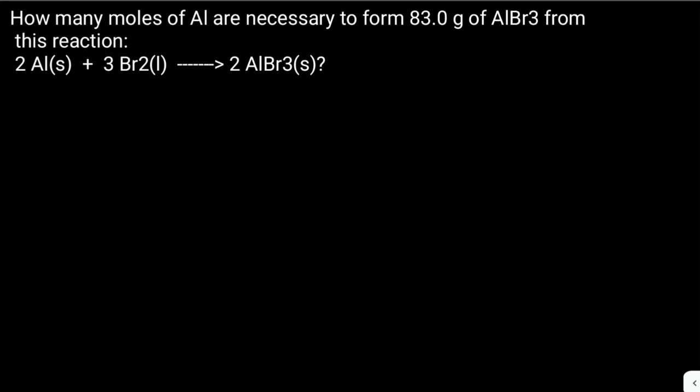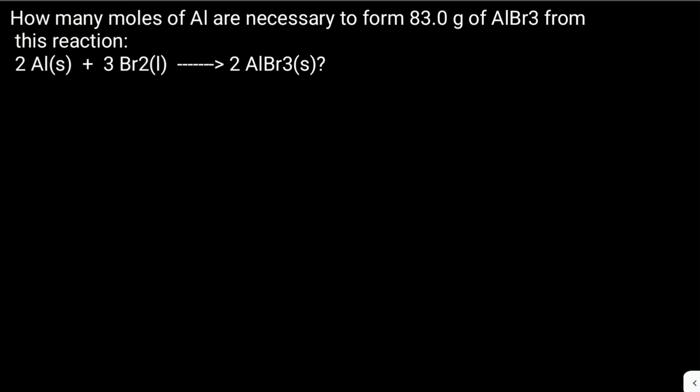All right, let's solve this problem here. How many moles of aluminum, or Al, are necessary to form 83.0 grams of AlBr3, or aluminum bromide, from this reaction? So we're given this reaction here.